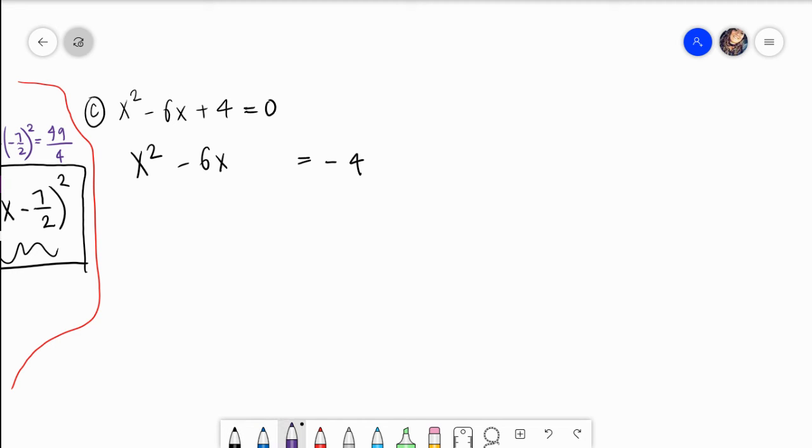Now, let's identify our b is a negative 6. Our half of b would be negative 6 divided by 2. 6 divided by 2 is 3. Signs are different, so it's negative. And then half of b squared, well, half of my b is negative 3. So if I square negative 3, it's 3 times 3 is 9. Signs are the same. It's positive.